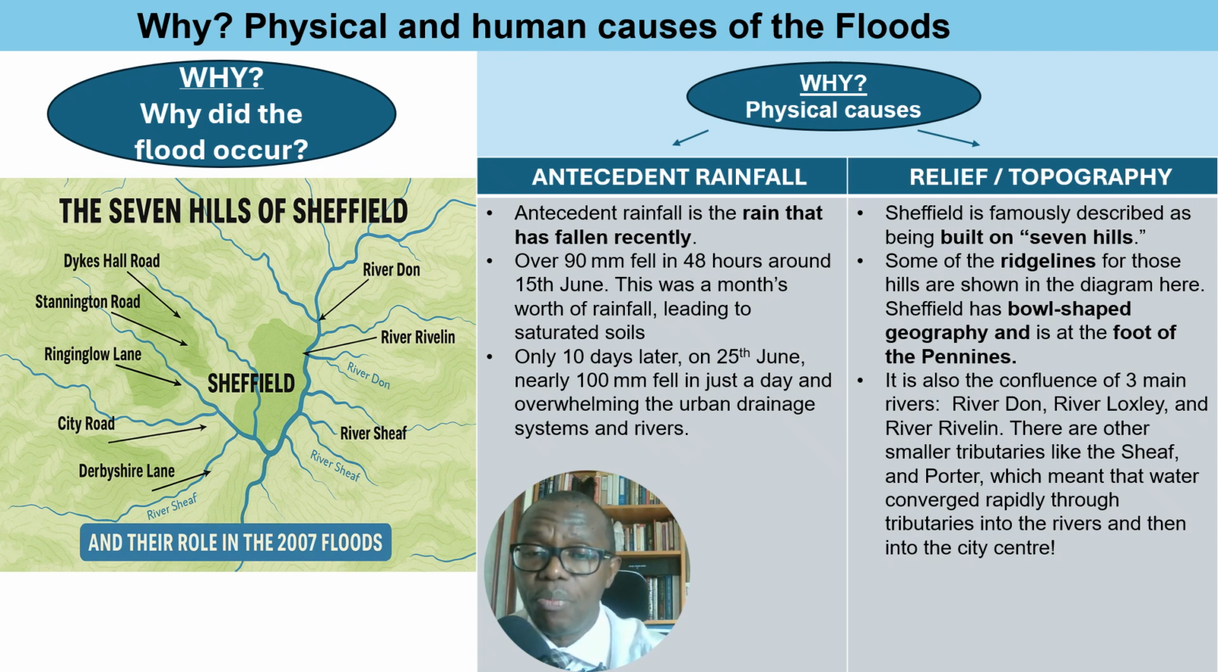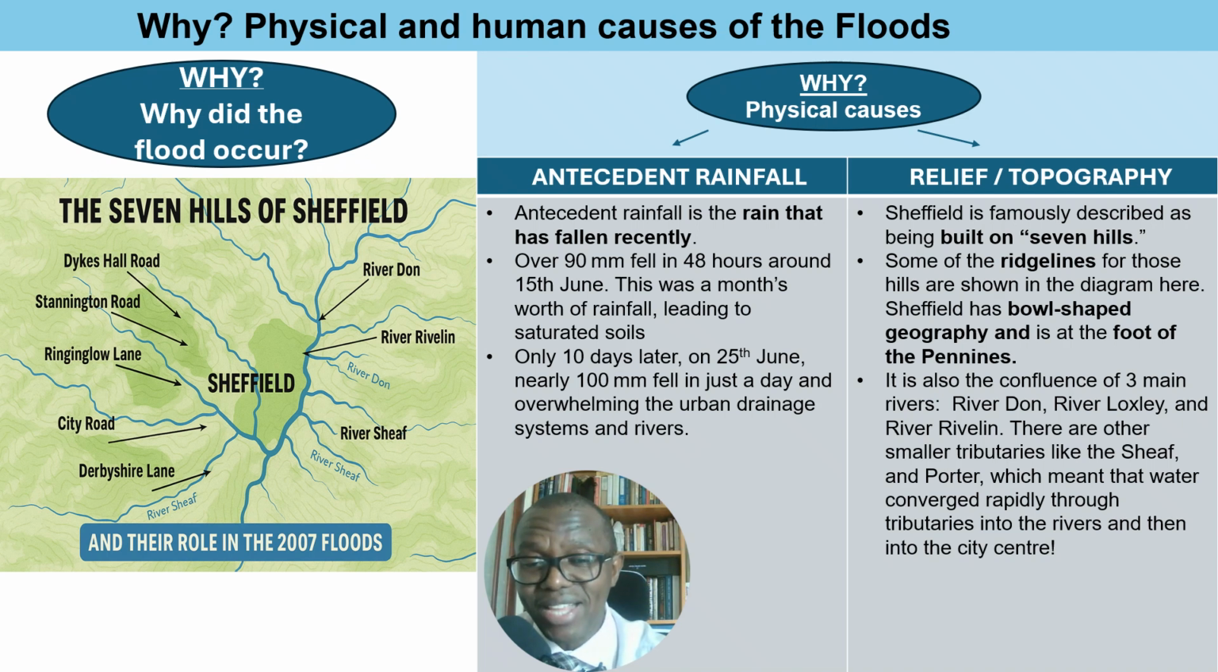And then on top of that, you have that water not being able to drain away from the area quickly enough through the rivers and so on, because there's infiltration, there's surface runoff, there's groundwater and so on. So as a result of this water not draining away quickly, the soils were fairly saturated.